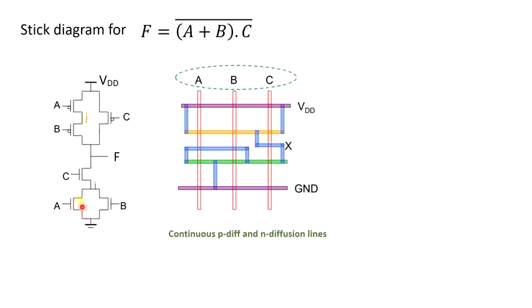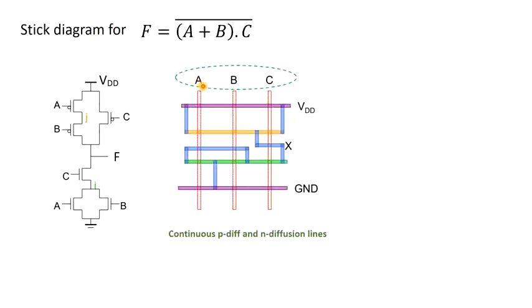For NMOS A and B, their sources are connected and grounded, right? So we have cross-checked that all the connections given here match this stick diagram, so it looks fine.